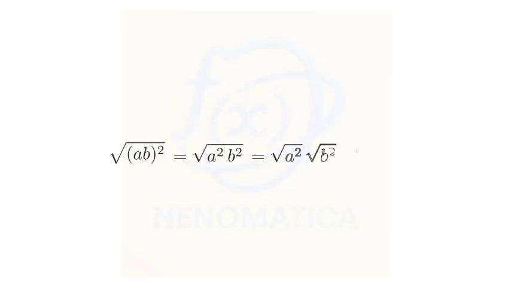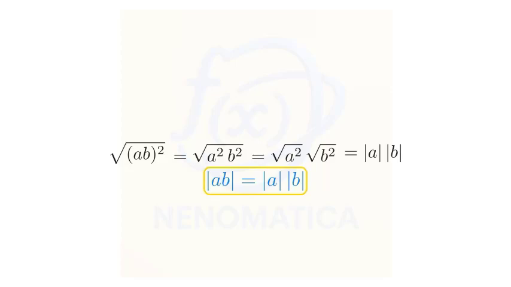Property 1. Take the square root of (ab) squared. Because the inside is a product of squares, you can split the square root into the square root of a squared times the square root of b squared. Each square root of a square gives an absolute value. That yields the absolute value of ab equals the absolute value of a times the absolute value of b.